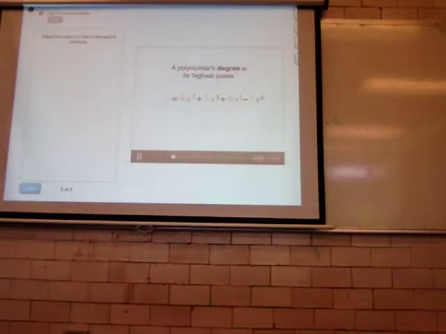Right. The highest power is 7. And that's all there is to it. The degree of a polynomial is the highest power in the polynomial.